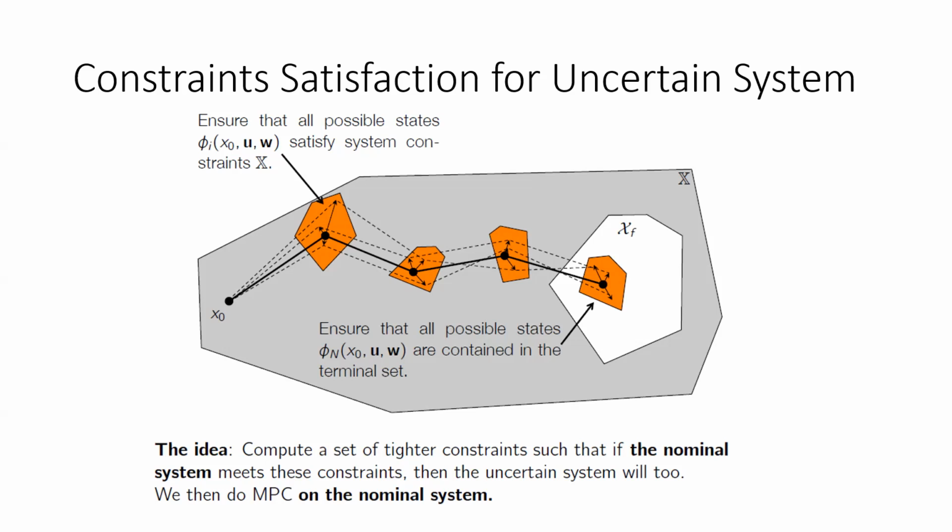And the idea is just to compute tighter constraints. If the nominal system meets the tighter constraints that we have computed, then we know the actual system will meet the constraints listed by the problem. I don't know if that makes sense. Does that make sense?